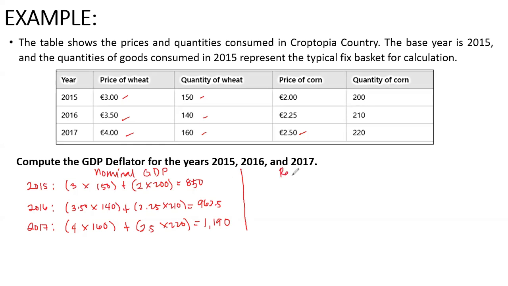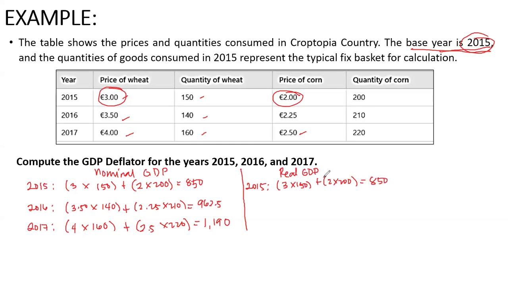Now, we're going to compute the real GDP. In real GDP, again, you will be using the price of the base year. And our base year here is 2015. So we will be using the price of wheat in 2015, which is 3 euros, and the price of corn in 2015, which is 2 euros. So in 2015, let's compute the real GDP. We have 3 times 150 plus 2 times 200. So here our real GDP is 850.